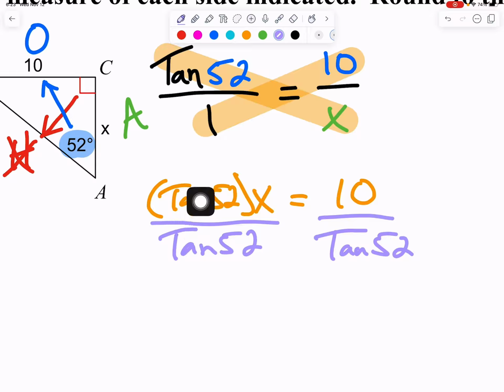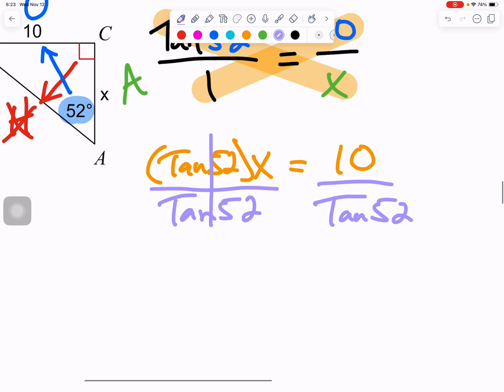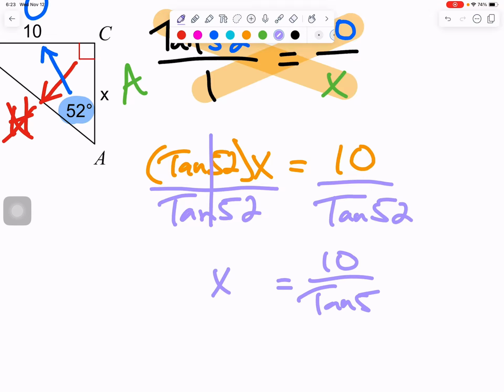And when we do tan 52 divided by tan 52, well, just like 3 divided by 3 is 1, tan 52 divided by tan 52 is 1, leaving us our 1x. We don't write the 1 because how many do we see? Exactly. And that's going to equal 10 over tan 52.